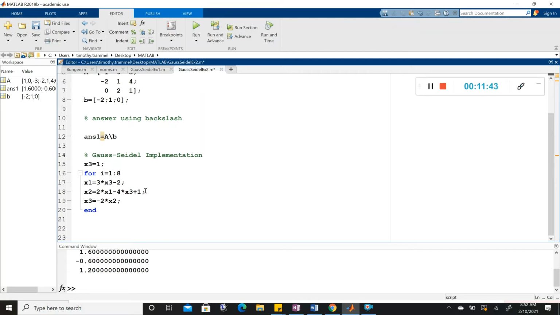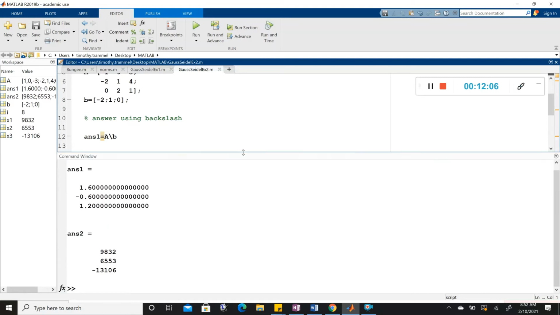I should say not in all cases, but in the cases where it converges, it's going to get closer and closer to the solution. Let's see if we get convergence here. Okay, so maybe we should do ans2 is equal to x1, x2, x3. There we go. All right, and you can see this is not converging.